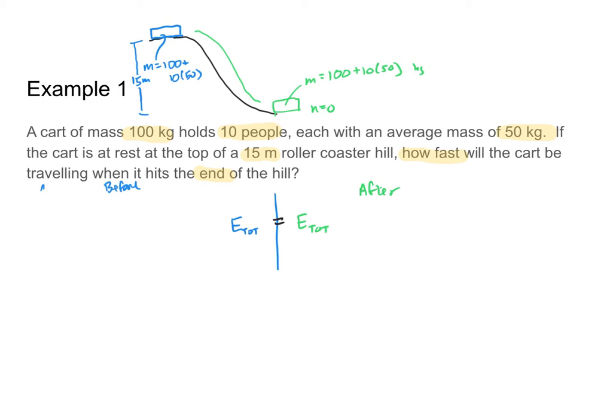So at the very top of my hill, my cart has potential energy. So we know we have some U_G initially, but we don't have any kinetic energy since we're not moving. So I'm going to go ahead and note that here. No K. Afterwards, we have kinetic energy, but we have no potential energy because we're no longer off the ground, we're on the ground.